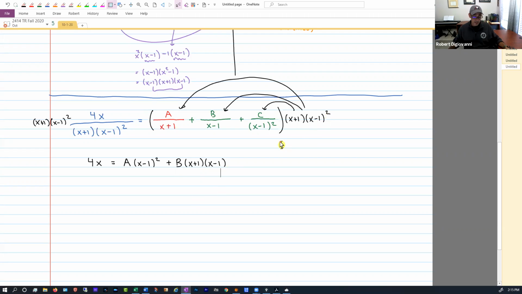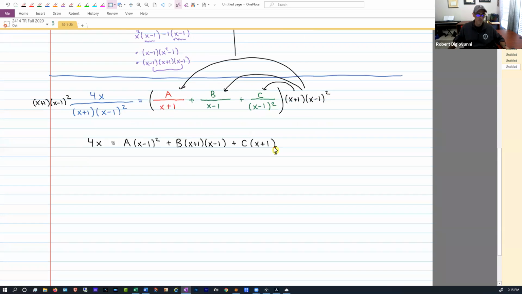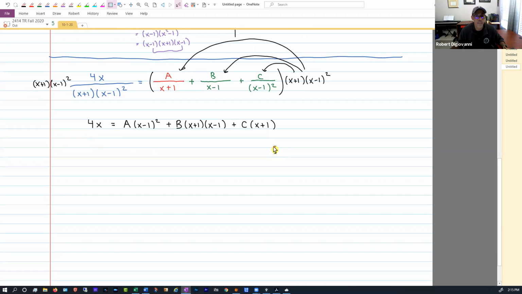And then finally, when I do my last multiplication, I have an x minus 1 squared on the bottom, and that will cancel with the x minus 1 squared, and that'll give you your C, and then you'll still have the x plus 1. You good?